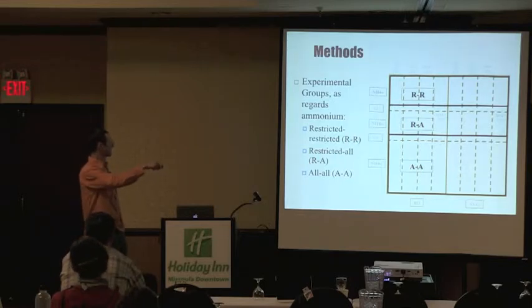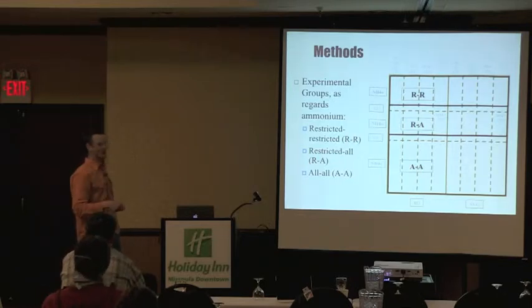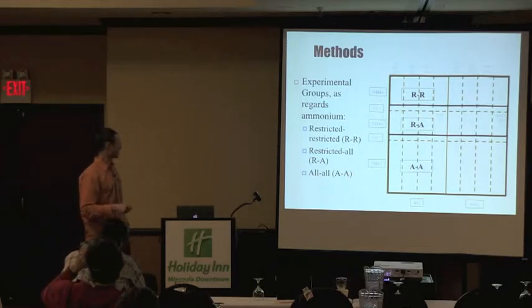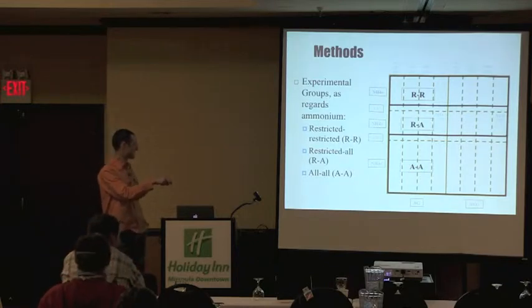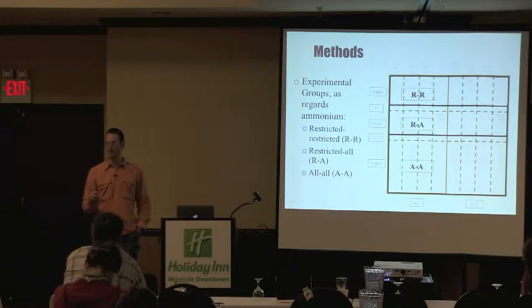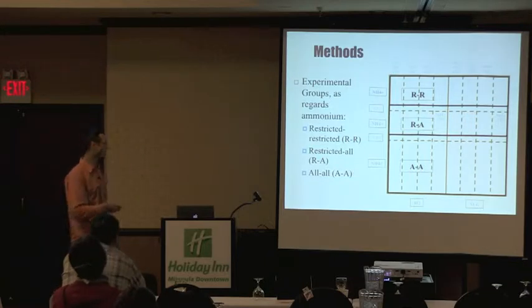Then we have the restricted but then given ammonium, so the restricted to all, the R to A group. They were then given ammonium in the hydroponic assay. And then finally, seedlings that were given all 4 sources of nitrogen for the year in the greenhouse and then incubated with all 4 sources.